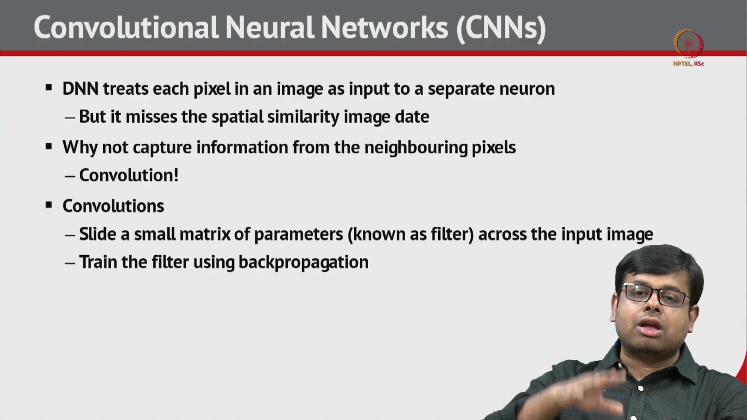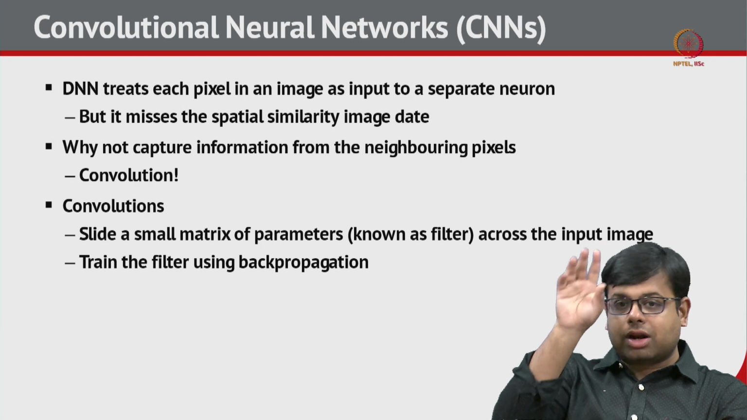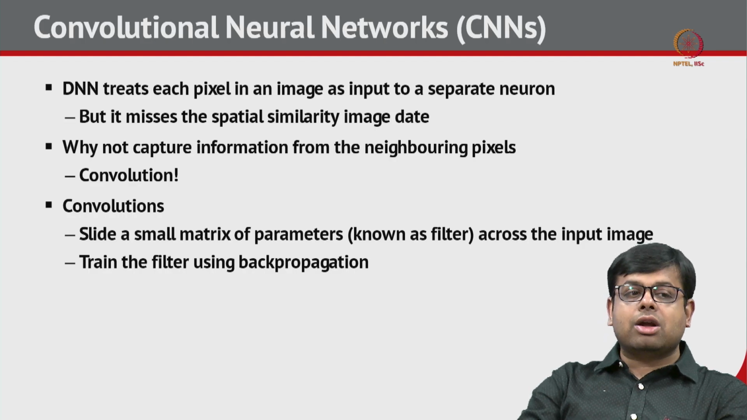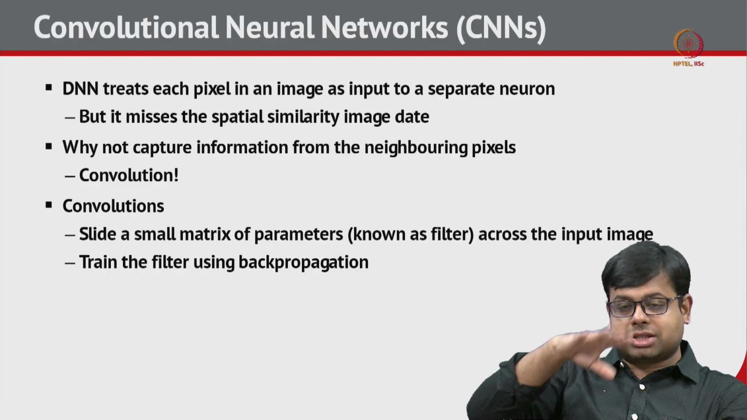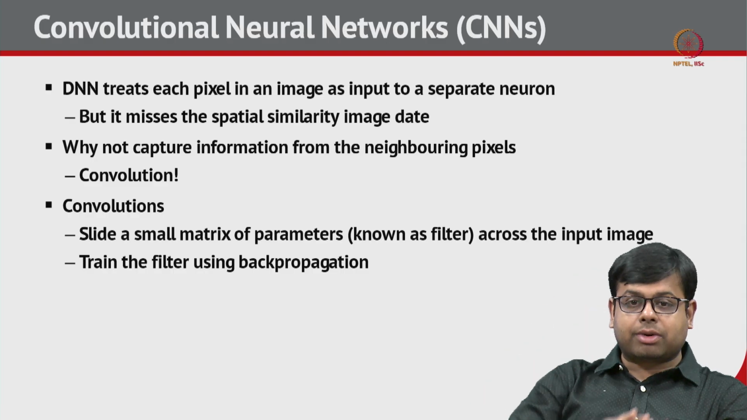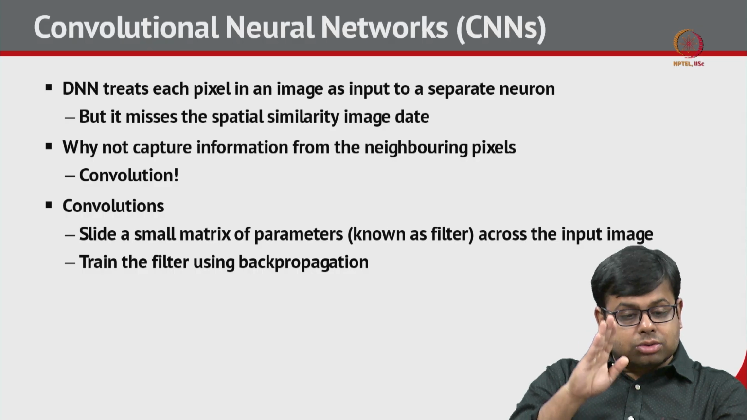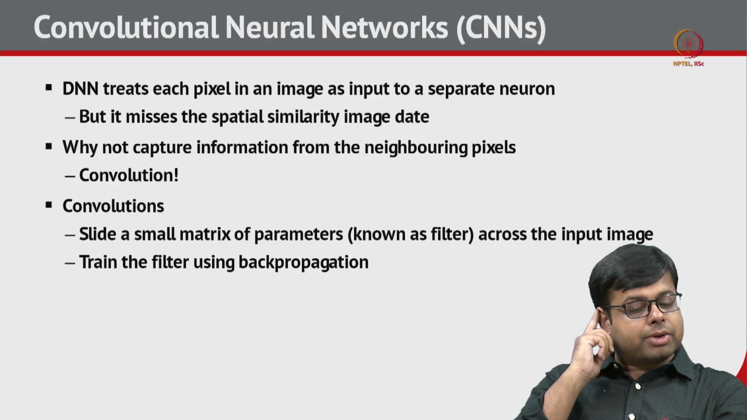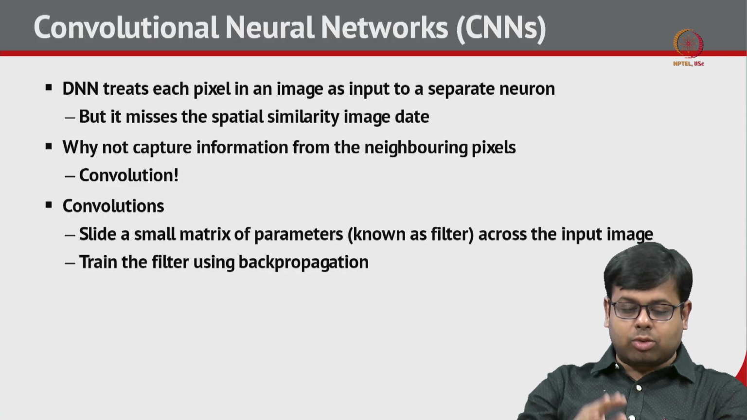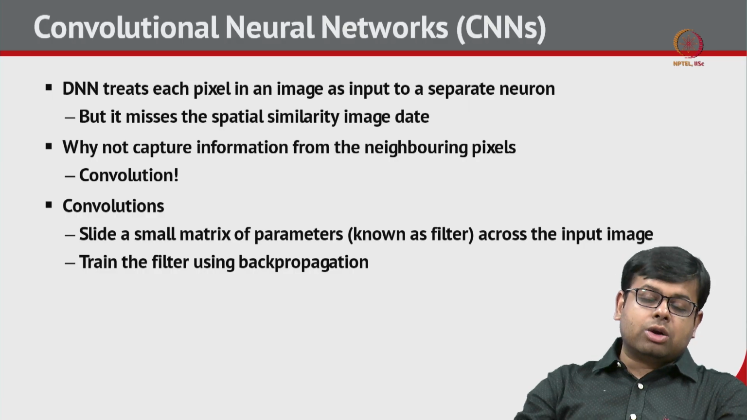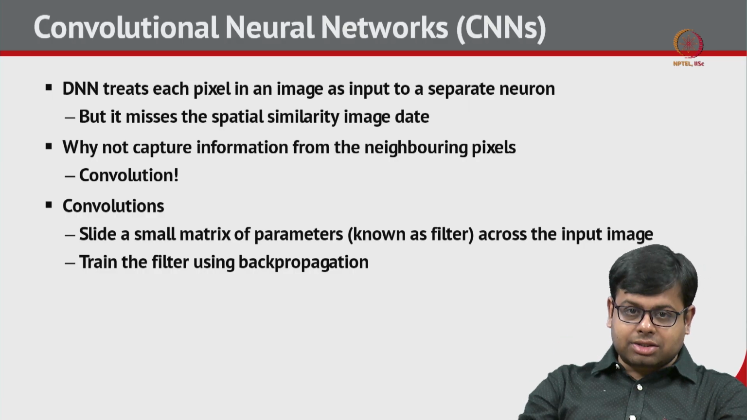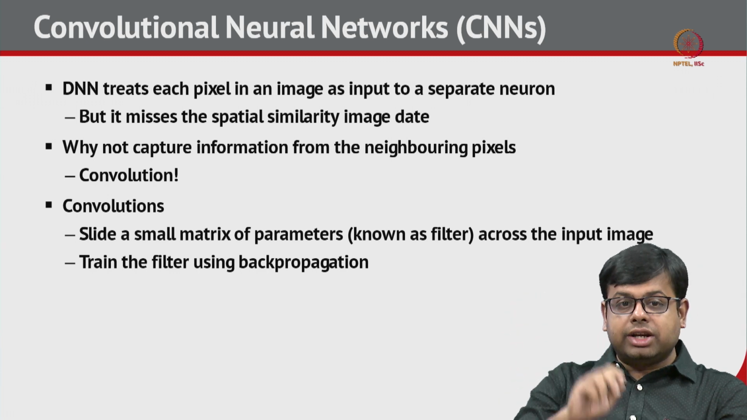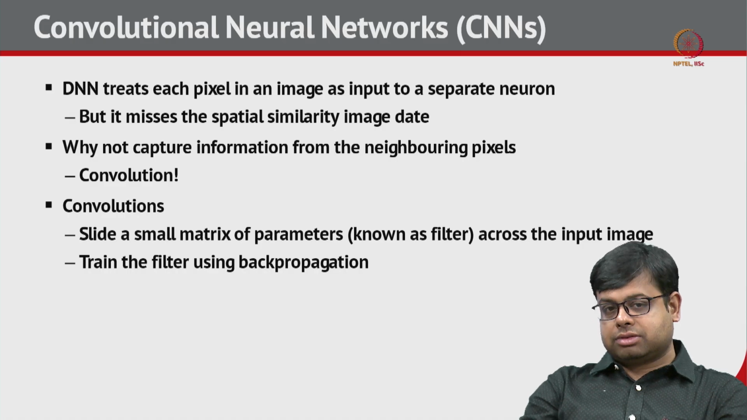A patch is nothing but one cluster or one segment of the image. If we analyze a different segment of the image, then we are actually analyzing the neighborhood pixels with respect to one particular pixel. And to do that, we have something called convolution. In this convolution operation, we will see it in more detail later, but at a very high level, we slide a small matrix of parameters, known as a filter, across the input image, and those filters are trained through backpropagation.